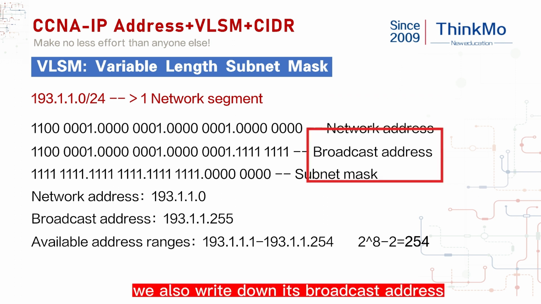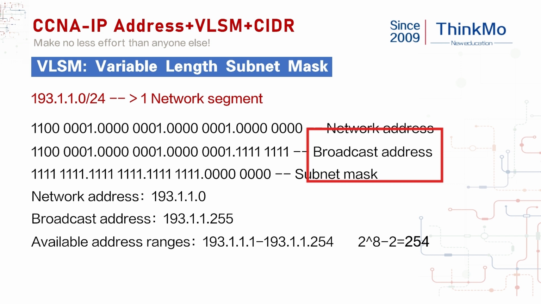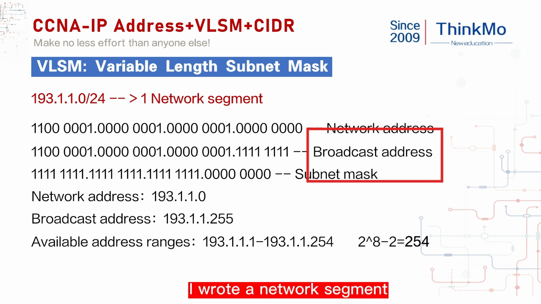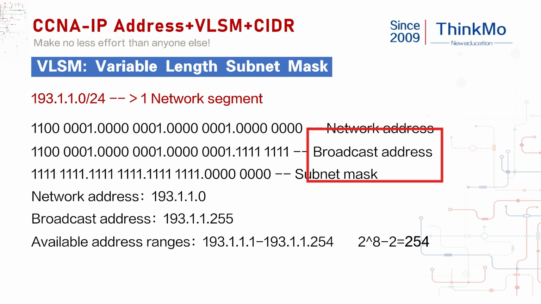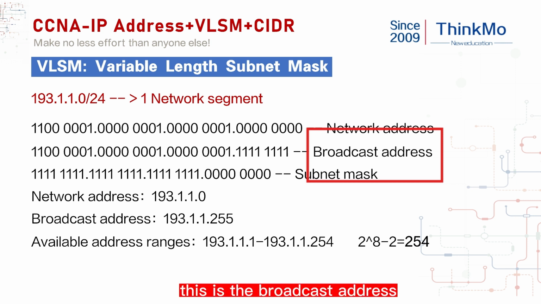We also write down its broadcast address, by the way. I wrote a network segment. The broadcast address has all host bits set to 1: 11000001, 00000001, 00000001, 11111111. This is the broadcast address.